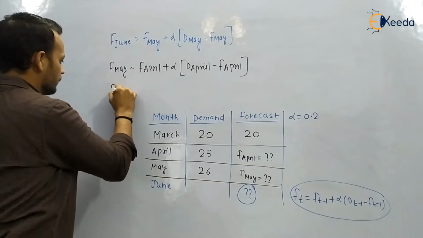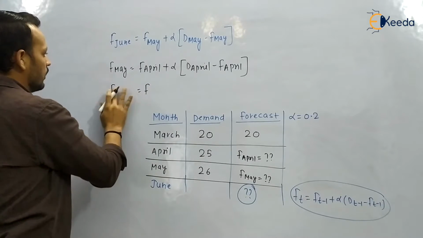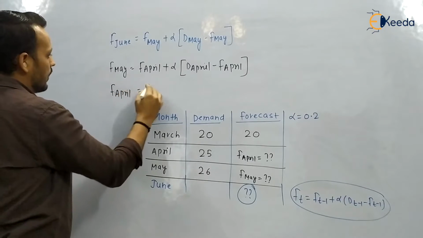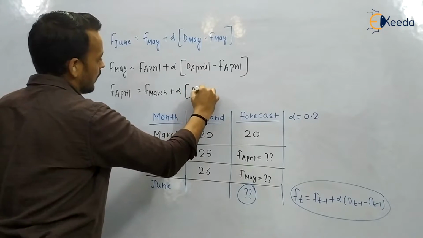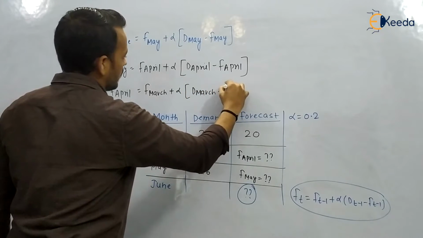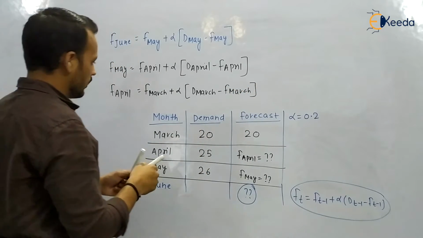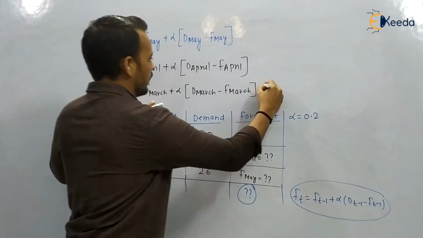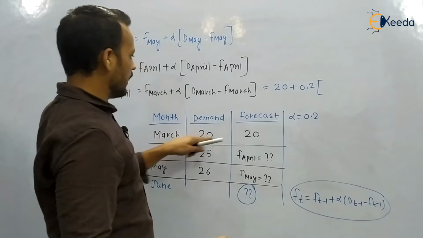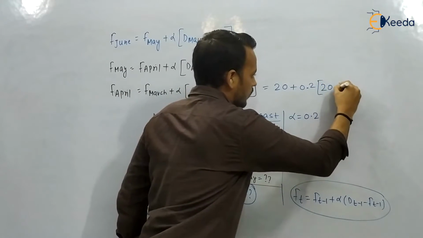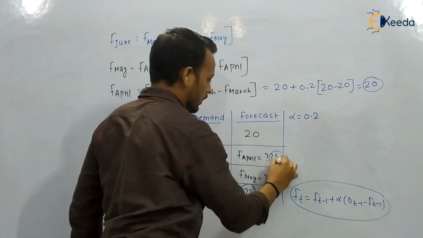So F March is... F April we will calculate. F April is F March plus alpha times (D March minus F March). Okay, so now we will put the values. F March we have got 20, plus 0.2 into (D March and F March both are 20). So this is going to be 20. So here we have got 20 as F April.